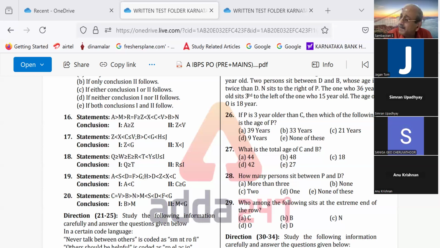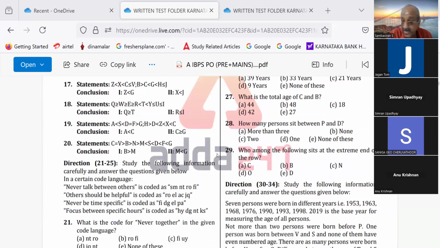Jagan, what is your father? My father is working as a regional sales manager in a private company. In a private firm. Very good. Excellent. Now, what is the next question we have to do? Jagan, tell us which question we have to do now.